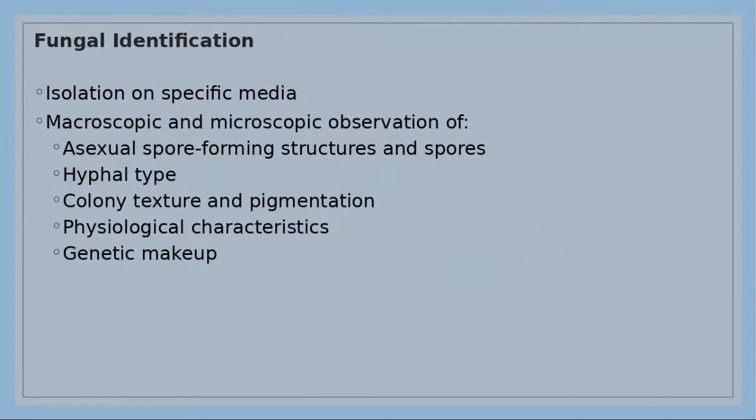Okay, for identification, for example clinical identification, we take the sample and look under the microscope. Then we have to check the hyphal type, whether septate or non-septate hyphae. And then see what the spore looks like, whether it is sporangiospore, conidia, basidiospore, ascospore, or zygospore. So we perform this identification.